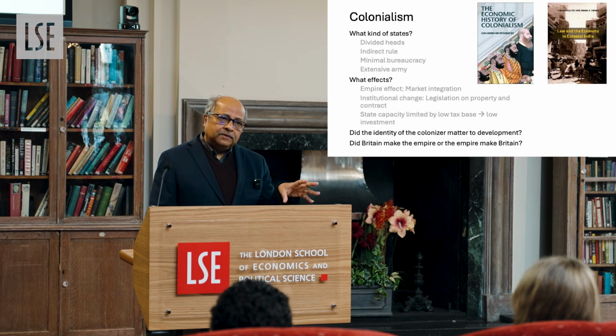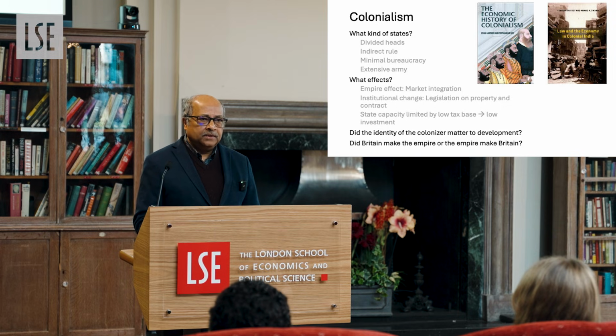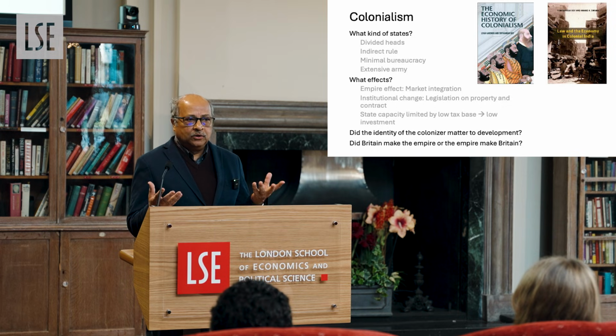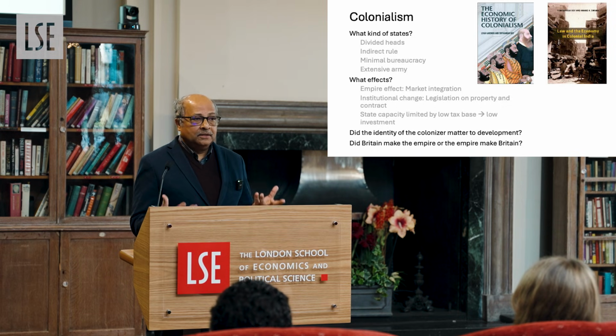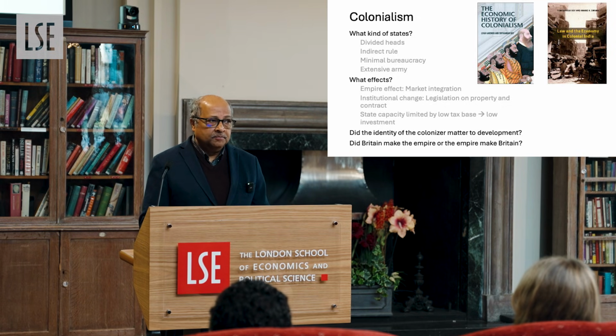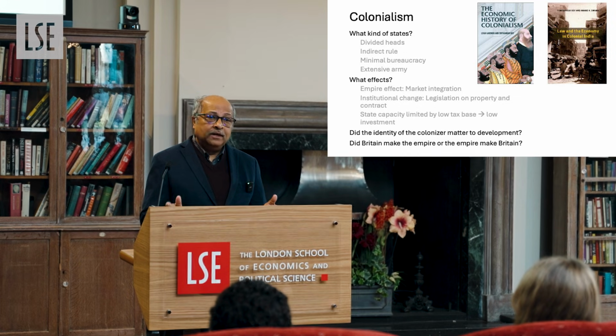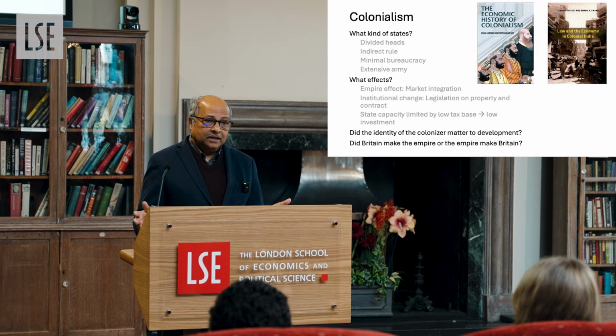So when you have that kind of state, the question opens up: how do we read the effects? If we see the empire as a state structure, there are other ways of seeing the empire, maybe as a market system, maybe as a global system. But if you see them as a state, then how do you read the effects of a state which is basically very weak in most cases, except militarily?